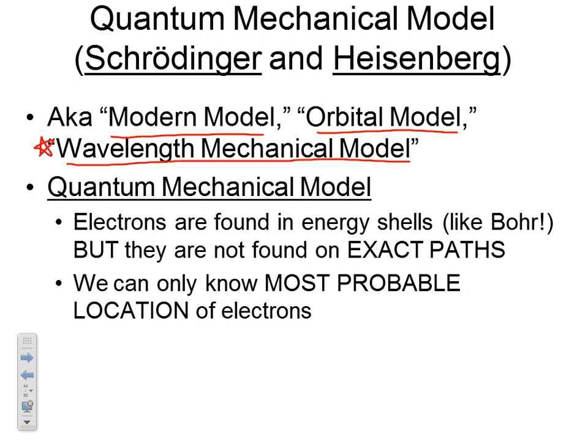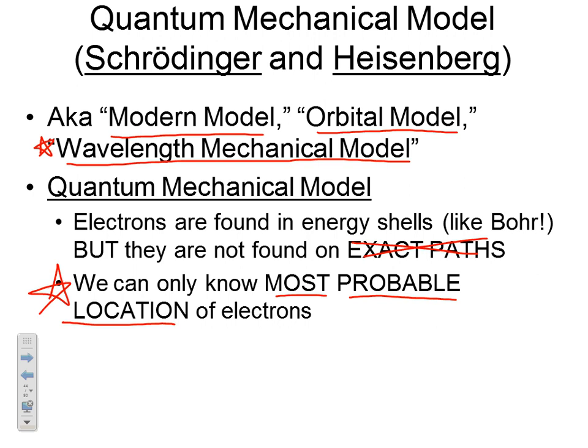They do weird stuff. So the first big thing that makes the quantum mechanical model different from Bohr is something that we've discussed before, but it's worth mentioning again. In this model, we cannot know exactly where electrons are. Electrons are not found on exact paths. We bring in this idea of probability and uncertainty. We can only know the most probable location of an electron. We cannot know exactly where an electron is.